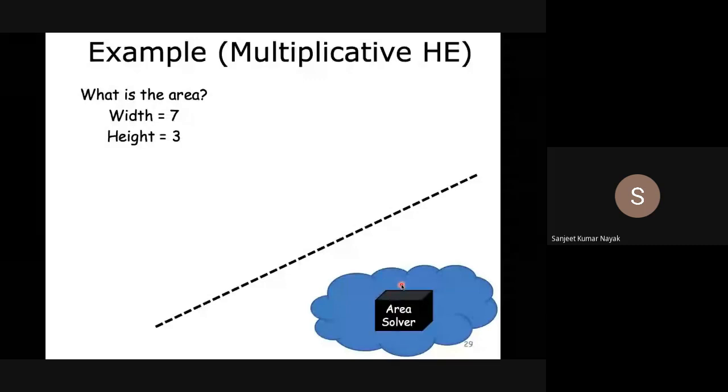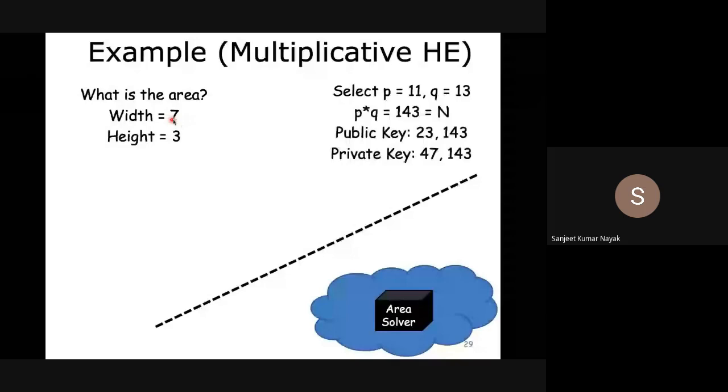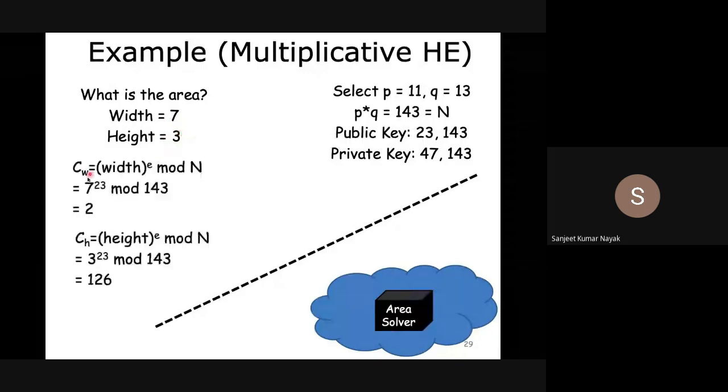So now what will I do? I will use the RSA crypto system. I will encrypt the width, that is 7. I will encrypt the height, that is 3. So the encryption of width is 2. The encryption of height is 126. Now I will send both the values, that is 2 and 126, to this area solver.